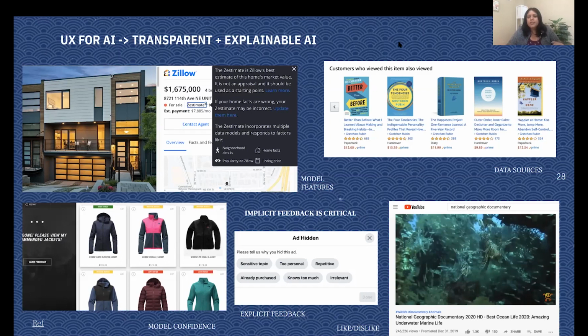Explicit feedback is something that's used across the industry. YouTube uses it in like, dislike. Here's another snapshot of explicit feedback UX from Facebook. When you dismiss an ad, this is what they show, and this is how they learn why you are not interested in a certain ad.